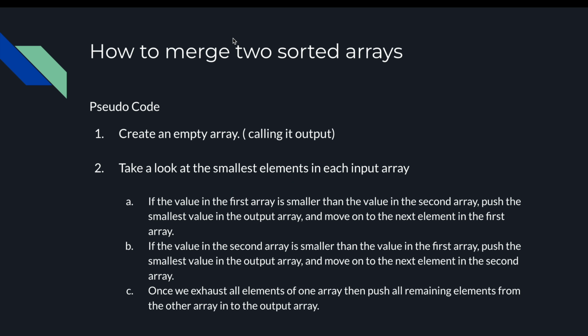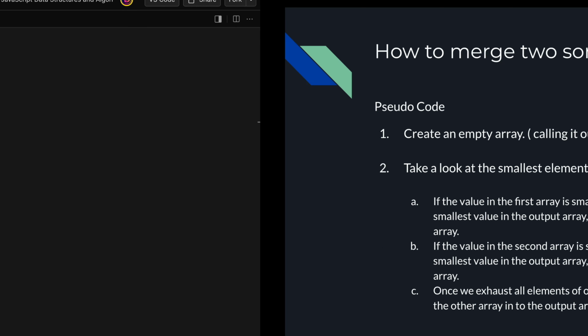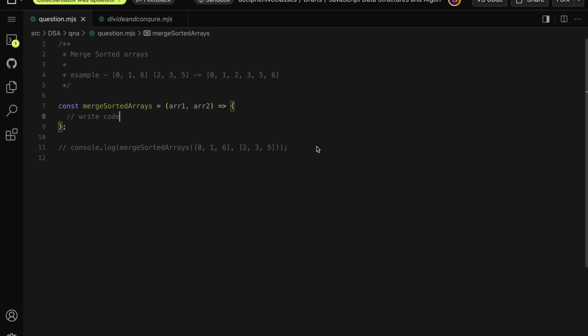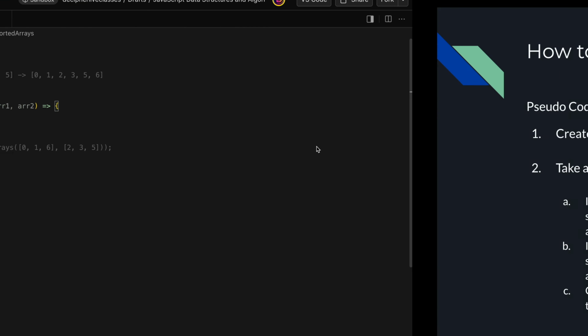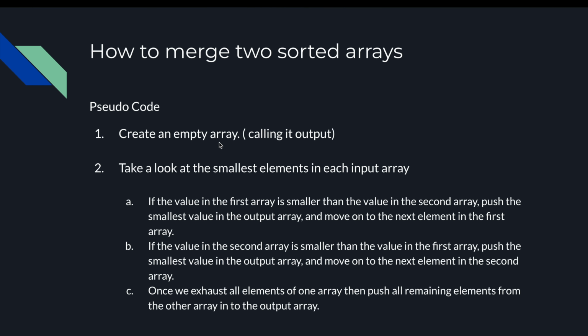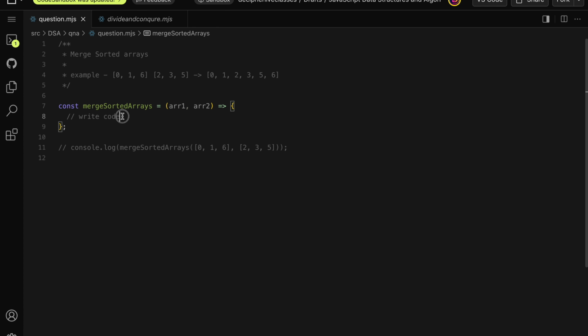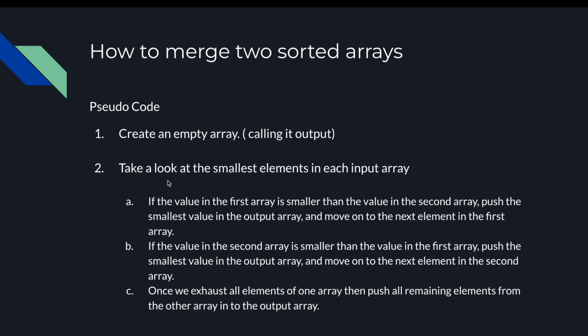Now let's see how to implement merging two sorted arrays in JavaScript. For that, let's jump on to the code sandbox. Alright, so if you see, the first step is to create an empty array. And then we have to look at the smallest elements in each input array.